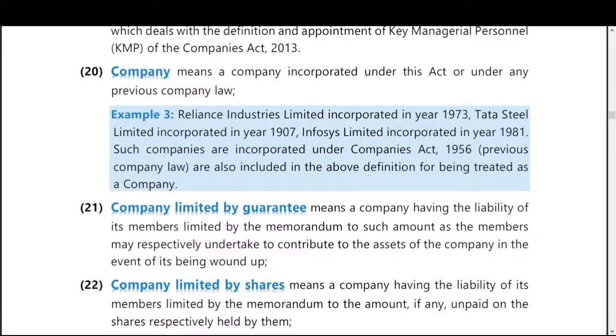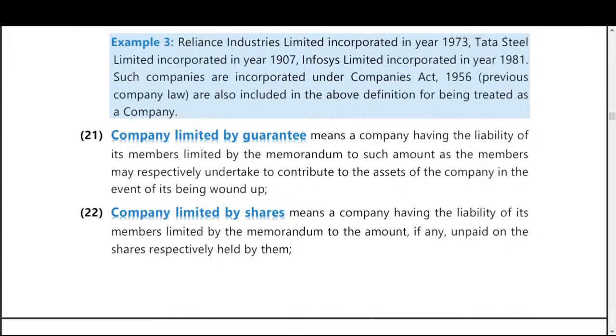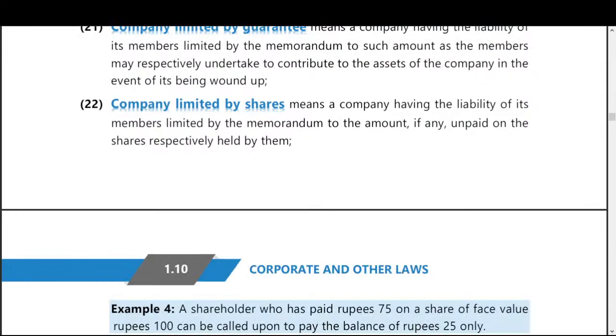Company limited by guarantee means a company having the liability of its members limited by the memorandum to such amount as the members may respectively undertake to contribute to the assets of the company in the event of its being wound up. Company limited by shares means a company having the liability of its members limited by the memorandum to the amount, if any, unpaid on the shares respectively held by them.